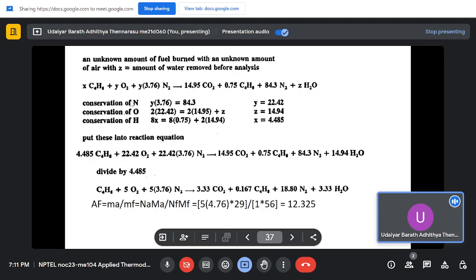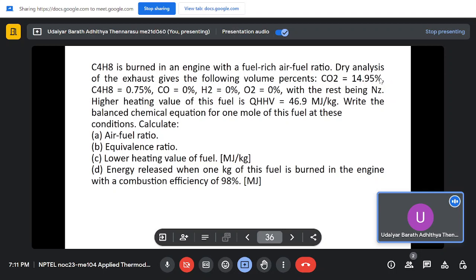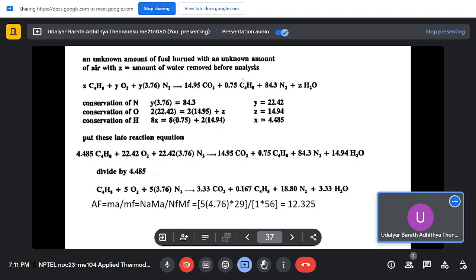So now if you do each component balance, initially we do a nitrogen conservation to find out y. We know 14.95 plus 0.75 subtracted from 100 will be the percentage of nitrogen present. So 84.3, and y times 3.76 will be equal to 84.3. From there we can find out how many moles of air is being used, and it will come out to be 22.42.